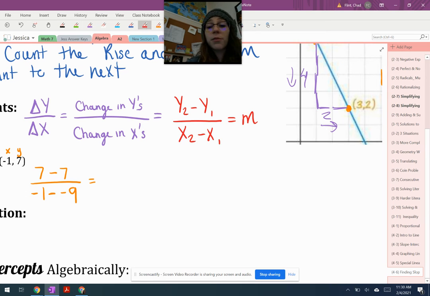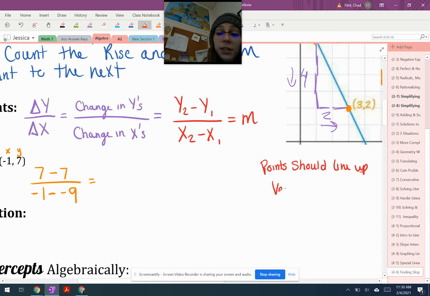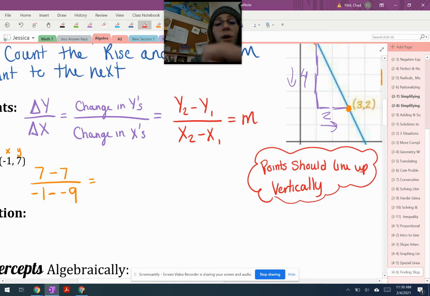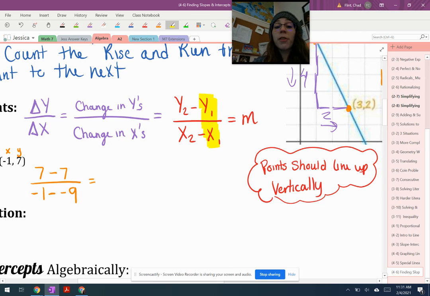Let's talk about that in red. When you're doing that, your points should line up vertically. What I mean by that is if you come back to our equation, when we're looking at y1 and x1, those points line up vertically. They are up and down from each other. That's what I mean by that.